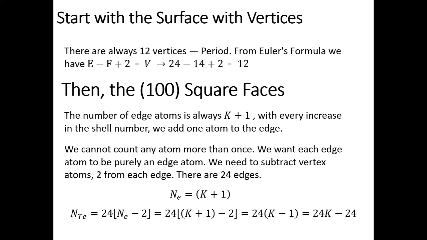So we have to subtract the vertex atoms. So we cannot count any atom twice. We want each edge atom to be purely an edge atom. We need to subtract vertex atoms. So there are 24 edges. So the number of edge atoms equals k plus 1. However, the number of total pure edge atoms: how many edges are there? Remember Euler's formula? 24 edges times (k plus 1 minus 2) equals 24 times (k minus 1) equals 24k minus 24. So that's the number of pure edge atoms.